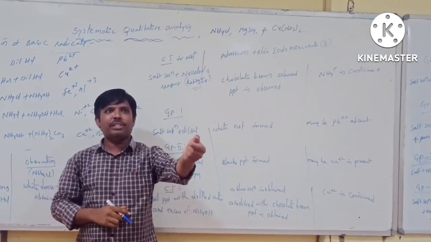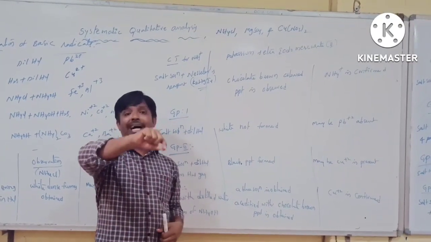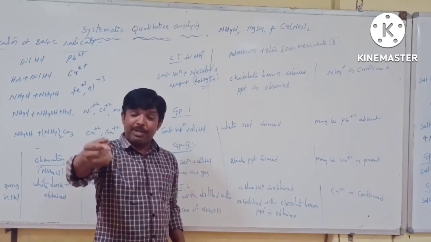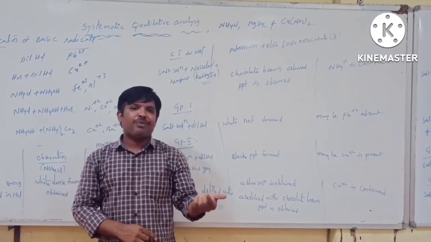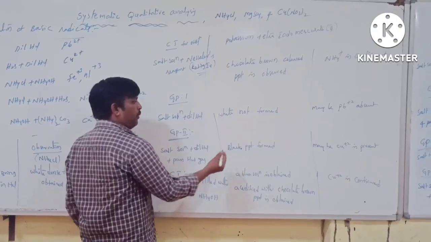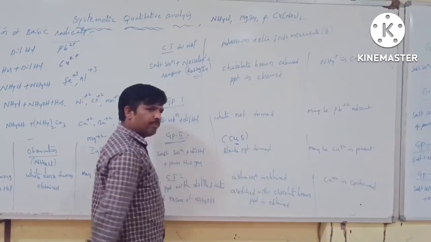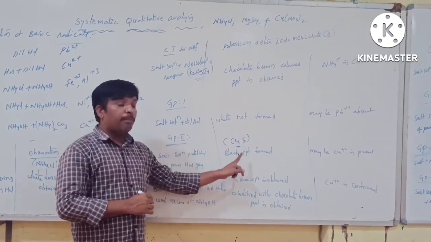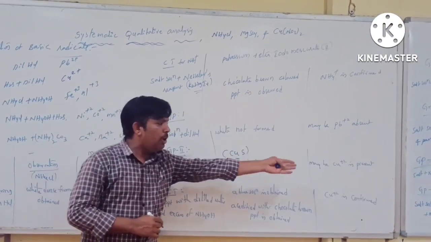You add dilute HCl. If white PPT does not come, you pass H2S gas, and you can get a black PPT. If copper is present, you get a black PPT. If the black PPT is formed, presence of Cu2+. Why is the black PPT formed? Formation of copper sulfide. That black PPT indicates copper sulfide is present. There may be Cu2+ present.